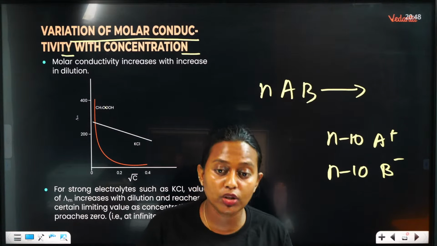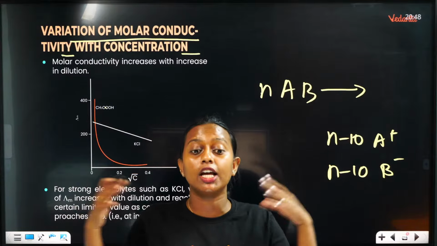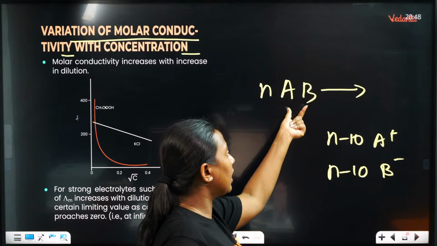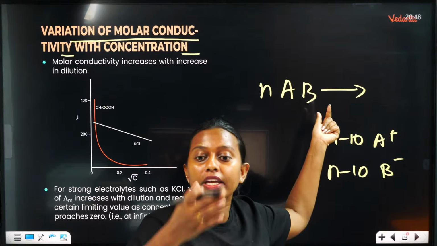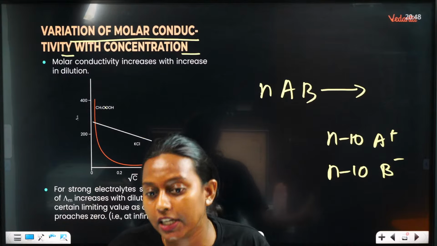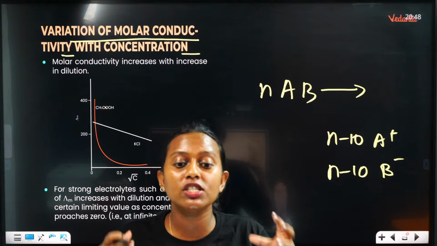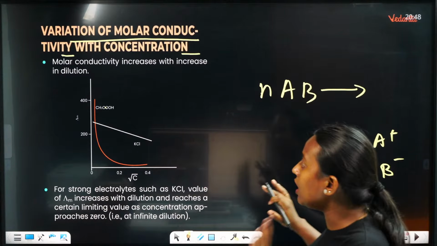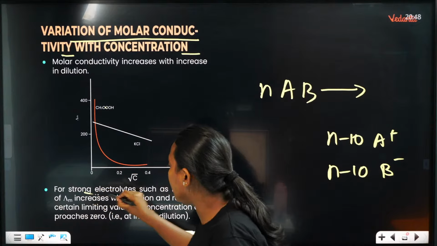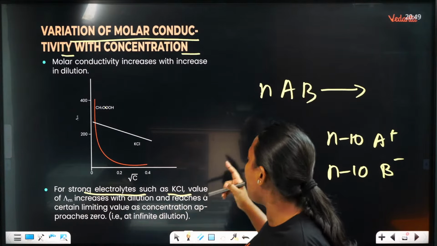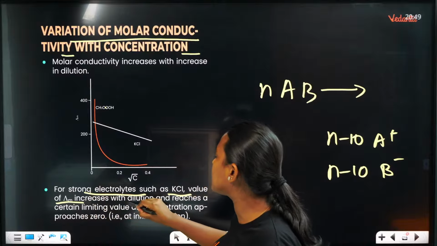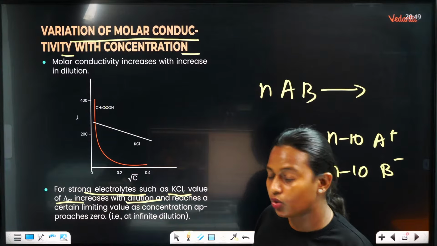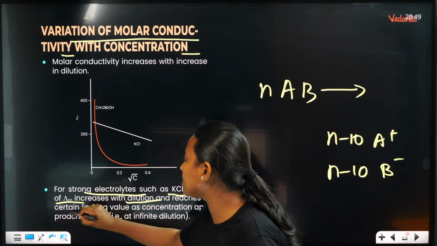So I am going to dilute the solution. What will happen when we dilute the solution? The remaining AB will dissociate into ions. For a strong electrolyte such as KCl, the value of lambda M increases with dilution. So when dilution increases, ionization increases and reaches a certain limiting value.